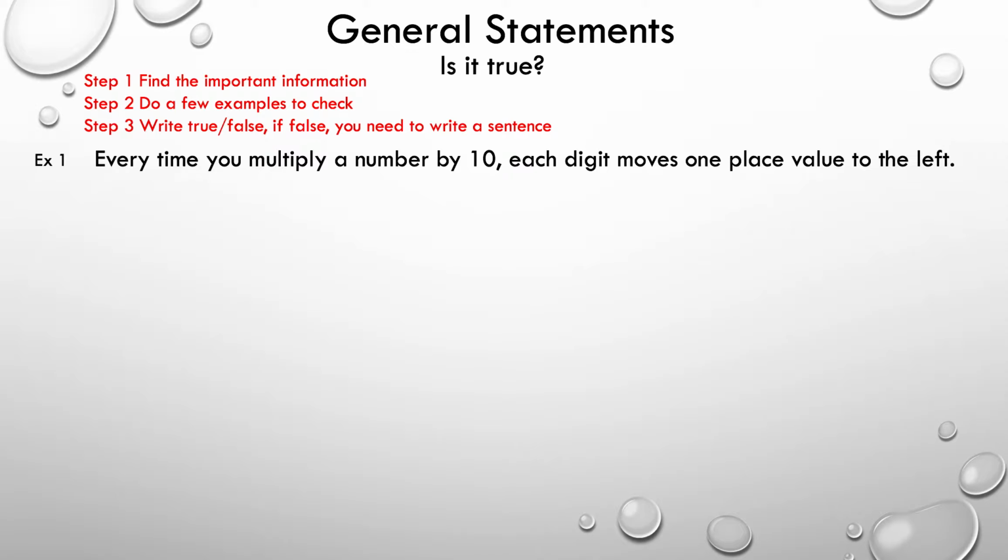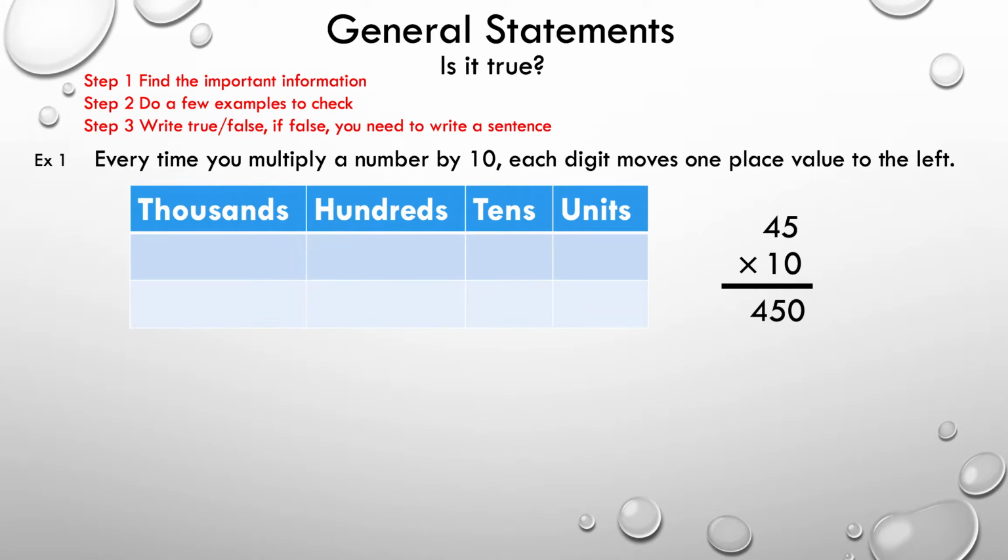Every time you multiply a number by 10, each digit moves one place value to the left. Now when you're doing examples, you just pick some random number. Pick your favorite number. I'm going to pick 45, and then we're going to multiply it by 10 because that is the important information. We get 450. So now we're going to go ahead and prove why this is true. Even though you picked a number and did it, you still have to prove why it's true.